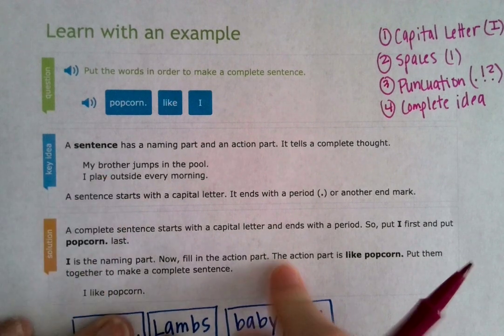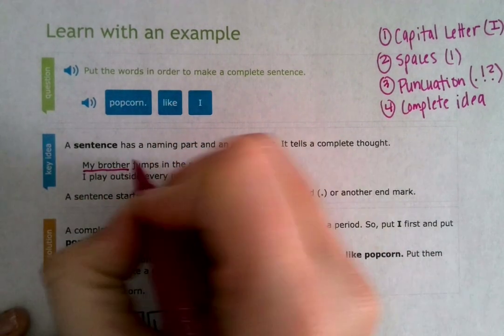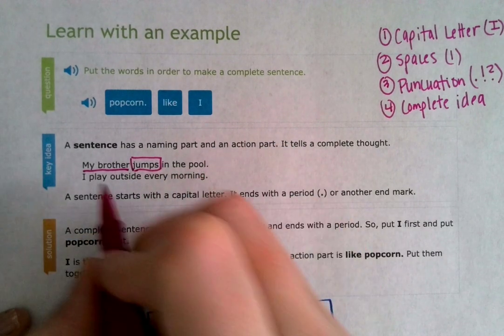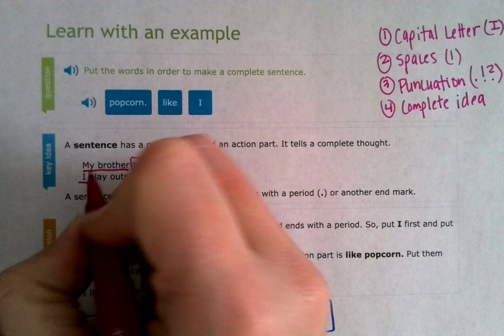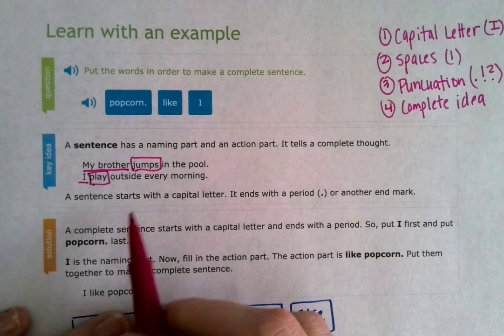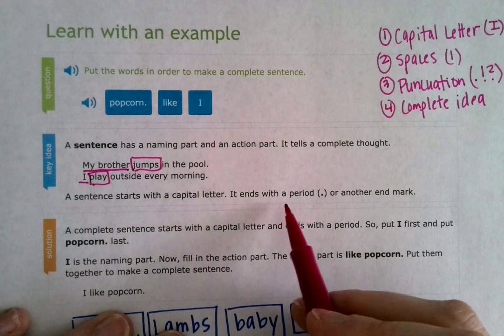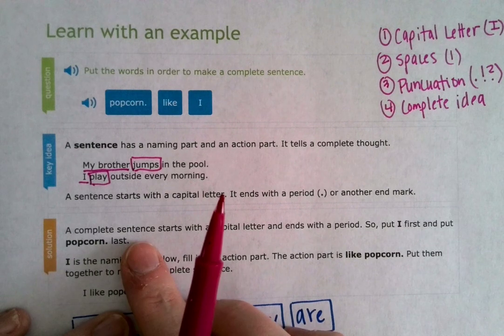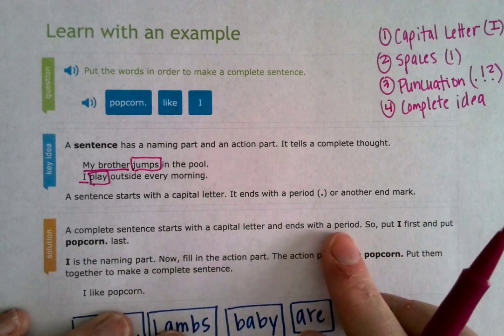For example, my brother, that's my naming part, and my action is jumps in the pool. I, that's my naming part, play outside every morning. A sentence starts with a capital letter and it ends with a period or another end mark. So a complete sentence starts with a capital letter and ends with a period.